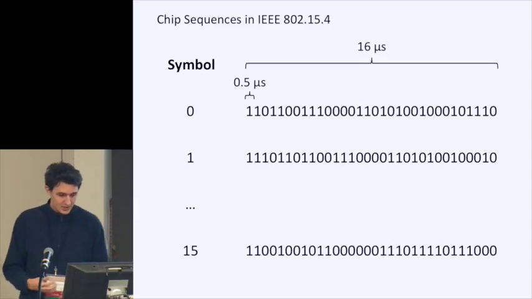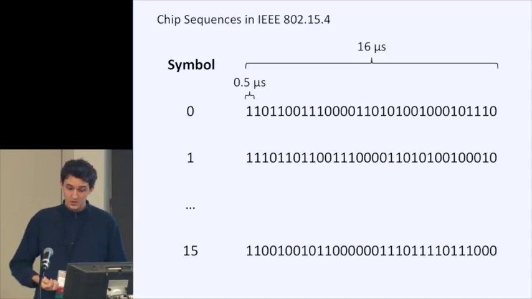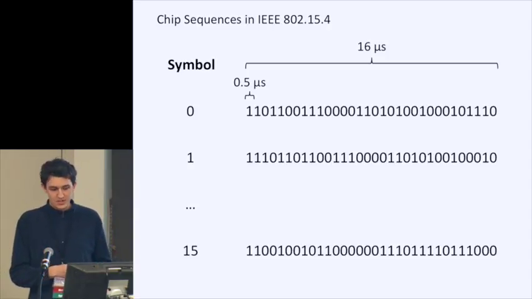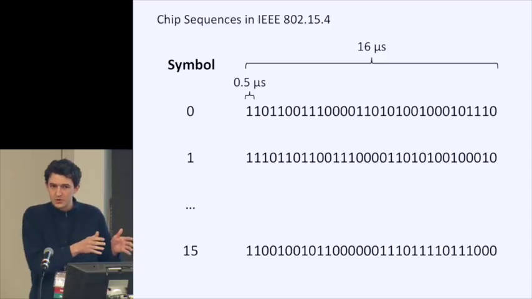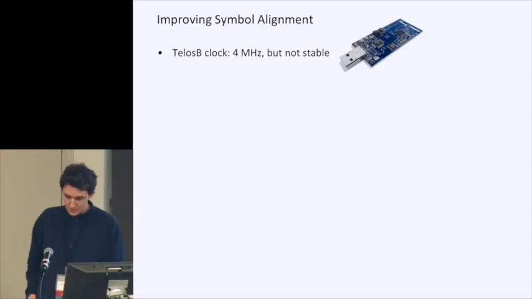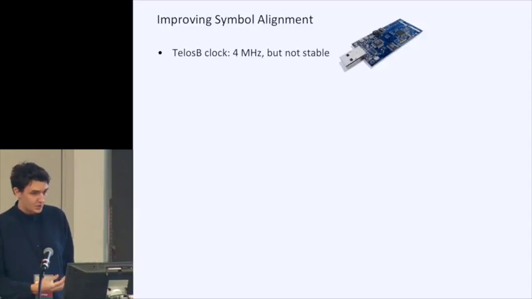And that's where the problem lies, because previously we were trying to just overwrite the whole packet, but that's not really an option, because instead we overwrote some of the chips in the chip sequence. And this was not necessarily aligned very well. Okay, so what we had to do is improve the symbol alignment.